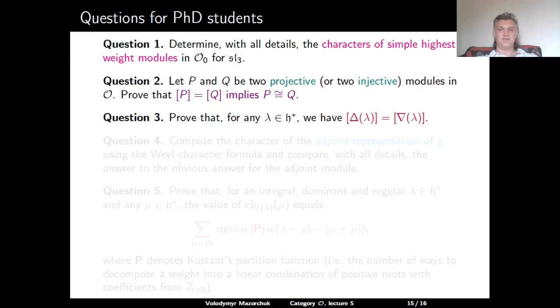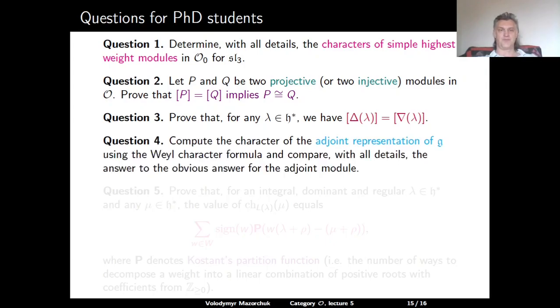Question number 3. Prove that for any weight lambda, the class of the Verma module in the Grothendieck group of O coincides with the class of the corresponding dual Verma module in the Grothendieck group of O.